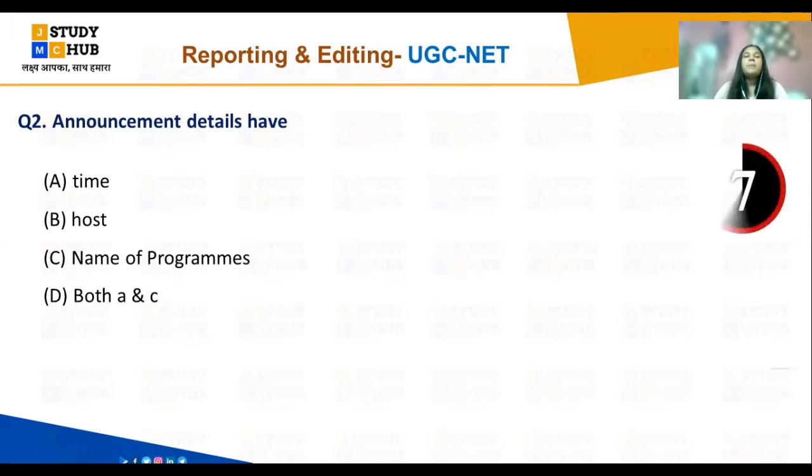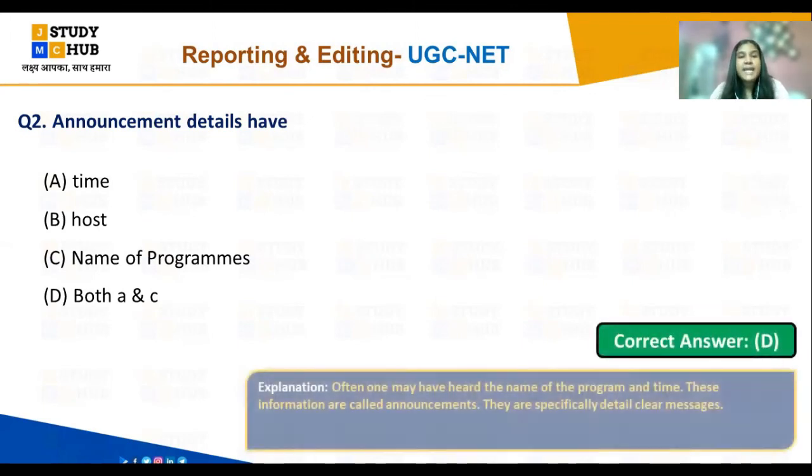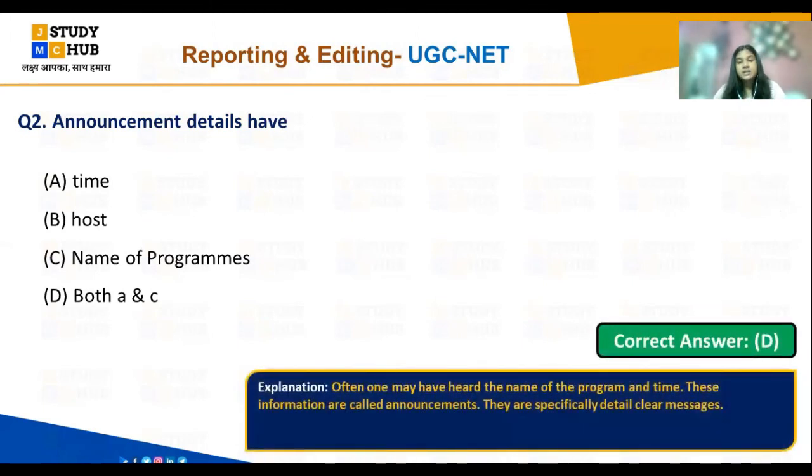So when we talk about announcement, we see the host coming in, giving out the names of the program and also the time of the day. So option D, both A and C, will be your correct answer.